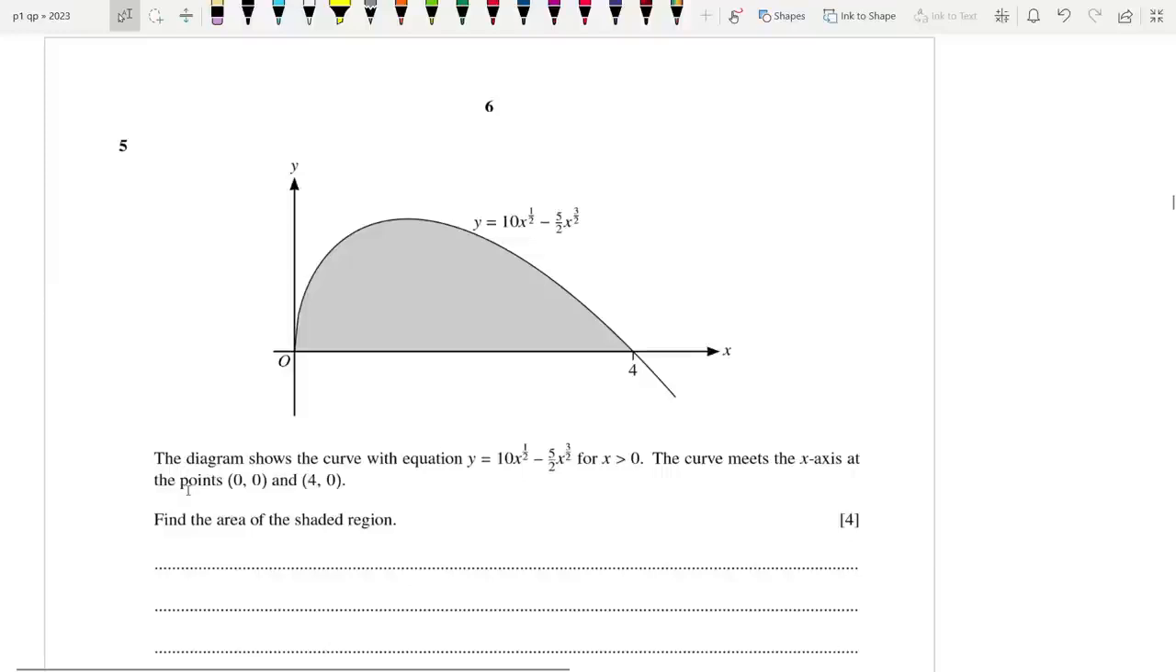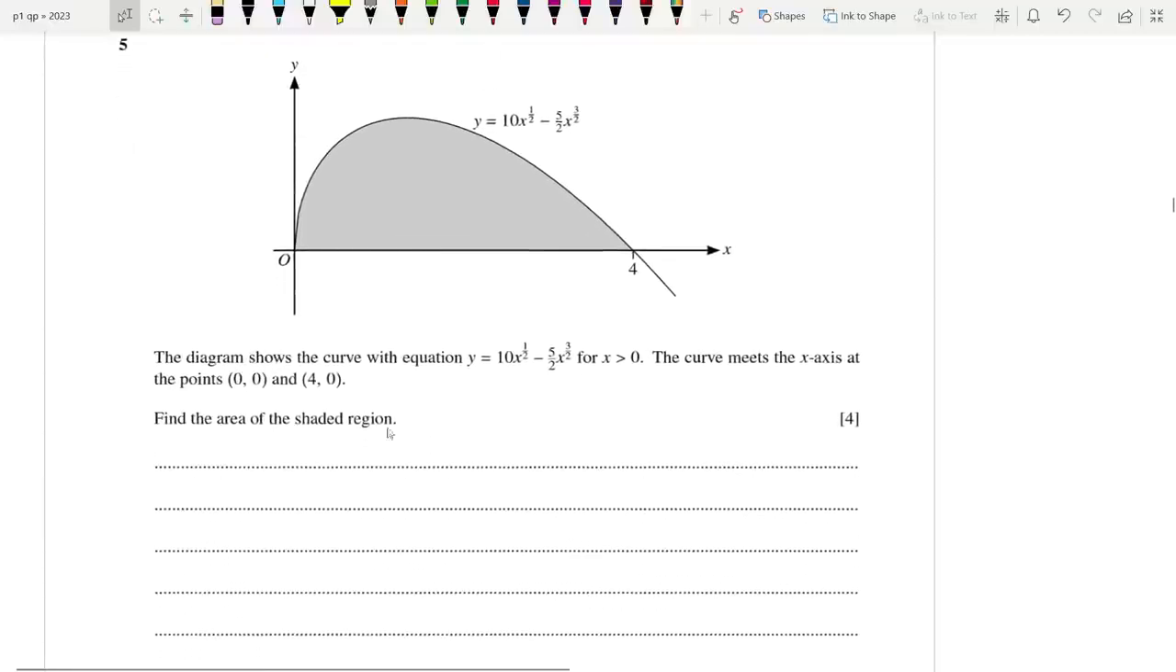Find the area of the shaded region. The diagram shows the curve with equation y is equal to 10x to the power half minus 5 by 2 x to the power 3 by 2 for x greater than 0. Okay, let's do this. The limits are 0 and 4. The integral of 10x to the power half minus 5 by 2 x to the power 3 by 2 dx.